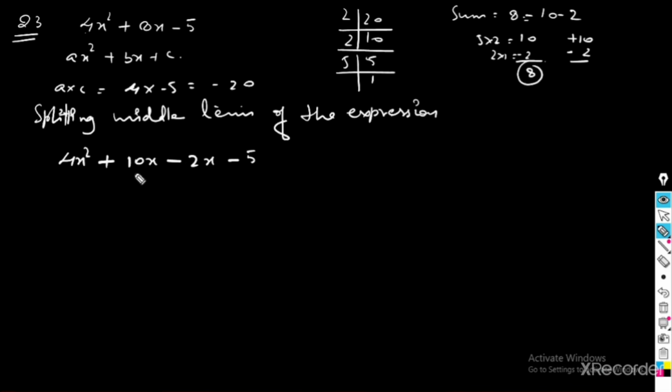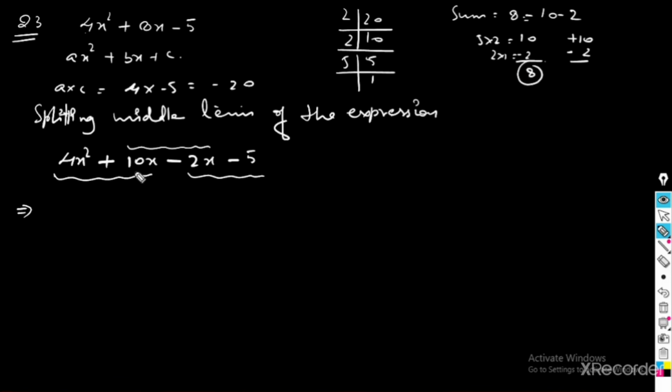Okay, so you can see here this 10x minus 2x, this is actually how much? It is actually equal to 8x. That is why we say that this middle term is to be split here. So we have split it in these two forms. Now we have to group these two together and these two together.